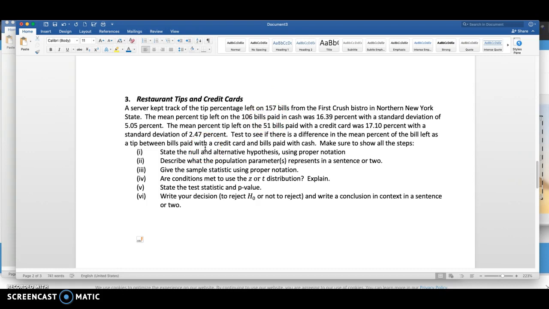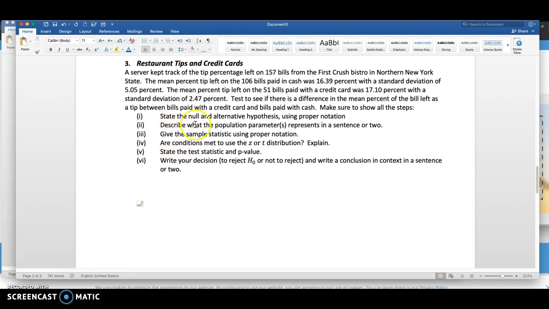So let's run a hypothesis test to check to see if there's a difference in the tip percentage. Here I list out all the steps. I'm going to give you these on the exam, so don't worry about memorizing them. State the null and alternative hypotheses using proper notation. Describe what the population parameters represent. So 1 and 2 could go in really either order.